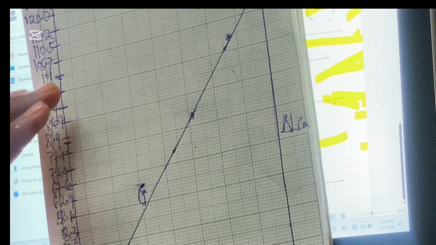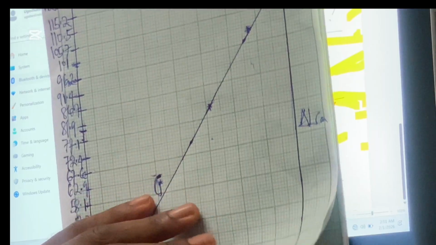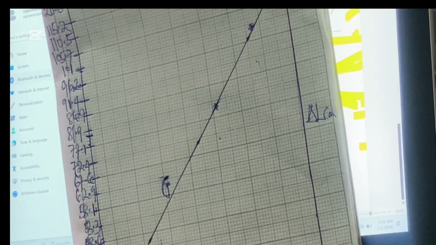Please, you don't calculate your slope on the graph sheet. You calculate the slope on the worksheet. There will be a space provided on the worksheet in your manual. You don't calculate your slope on the graph sheet, but I'm just calculating this to show you guys. But don't do that in an advanced level.